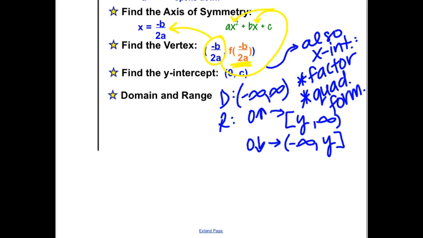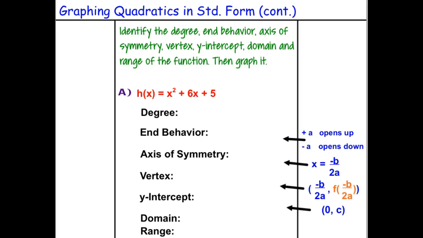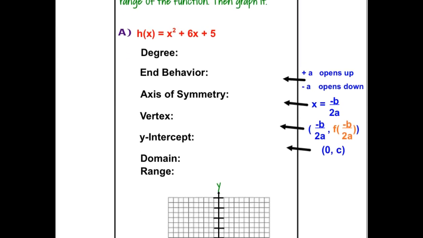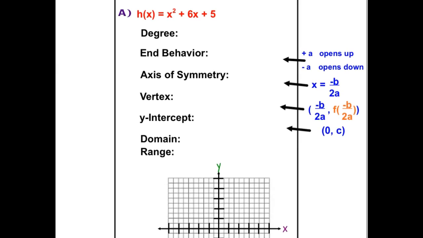So now that we have that, let's go ahead and try an example. That example here is x squared plus 6x plus 5. So my degree is going to be 2, and we're going to have a parabola. And since our x squared is positive, we're going to open up.